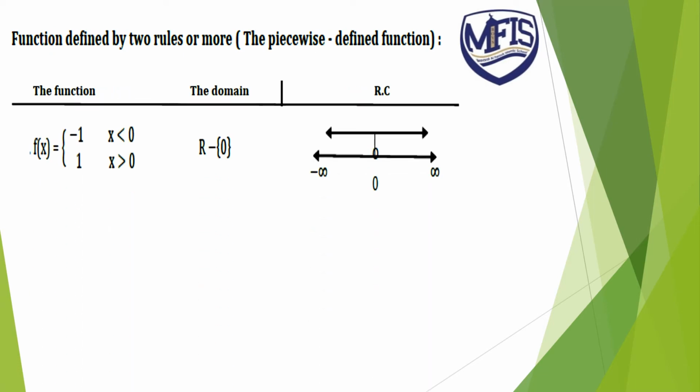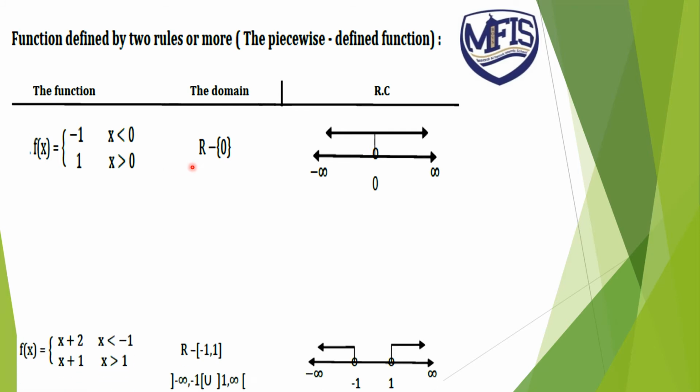Another example. Here we have f of x equals -1 when x is smaller than 0 and f of x equals 1 when x is greater than 0. So if we draw the number line, we get the whole number line except 0, because 0 has no equal here and here. So the domain of this function is R minus 0.